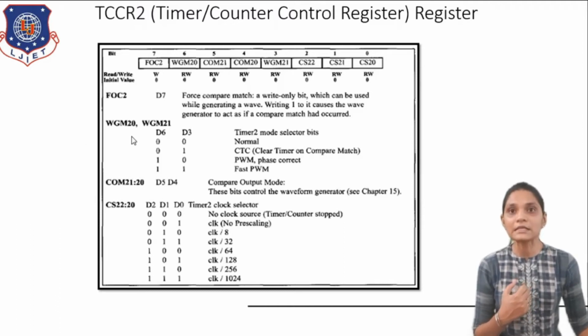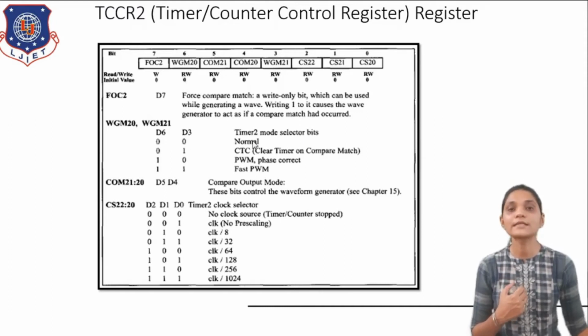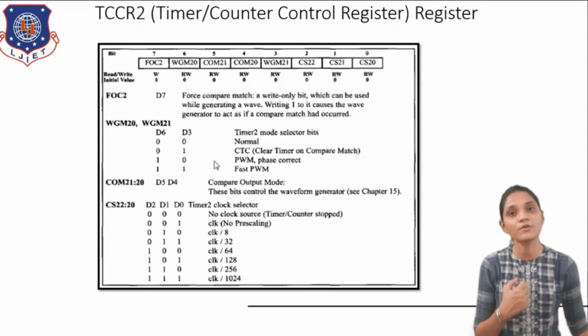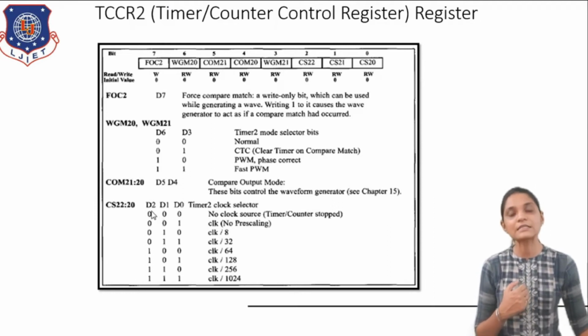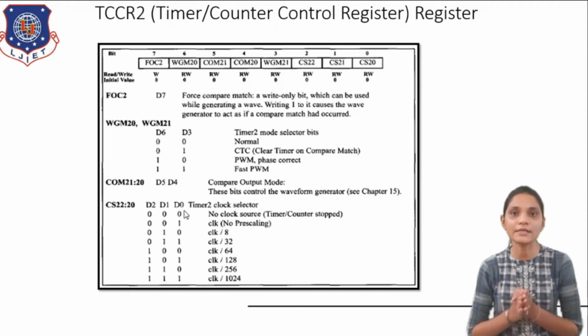The next two bits, D6 and D3, are used for selecting the mode. If it is 00, then normal mode. If it is 01, then CTC mode. If it is 10, then PWM, that is pulse width modulation mode. And if it is 11, then it is the fast pulse width modulation mode. And D5 and D4 bits are used for the compare output mode. These bits control the waveform generator that we have seen for timer 0. And lastly, the 3 bits D2, D1 and D0 are used for the clock selection.